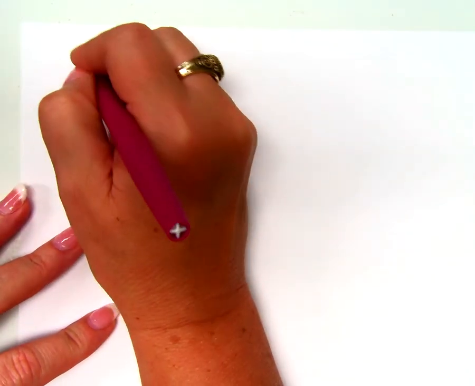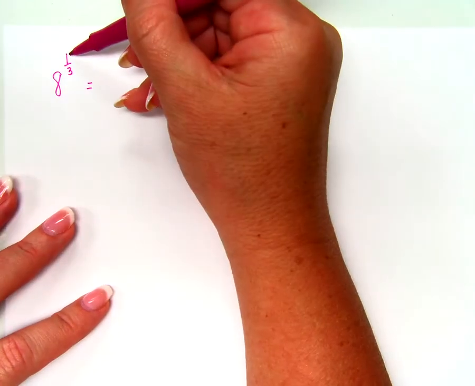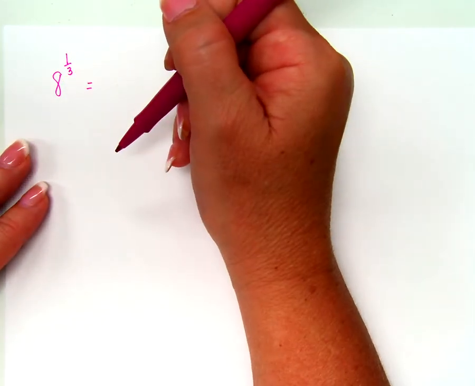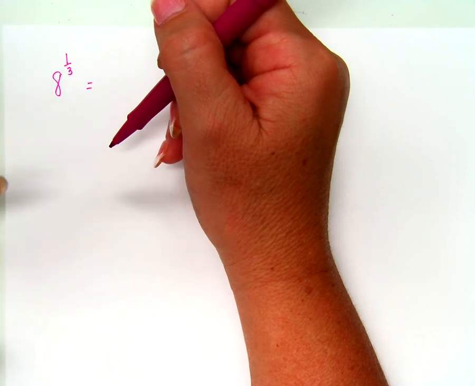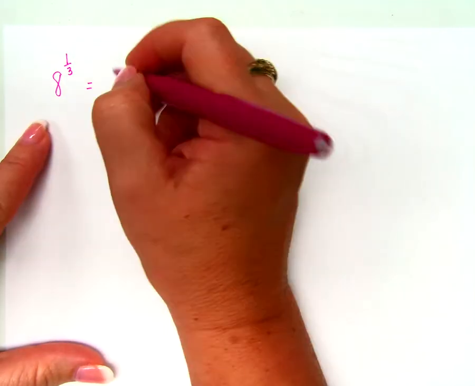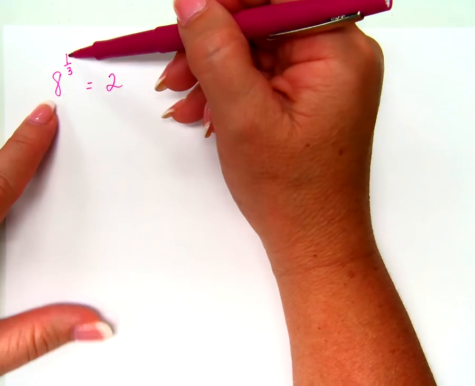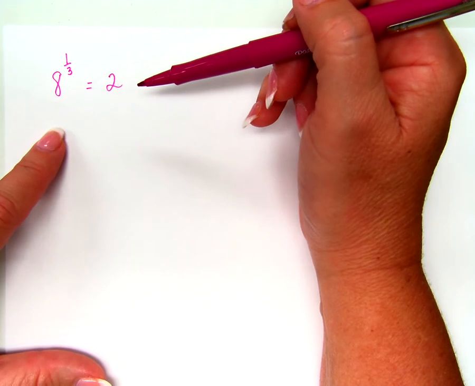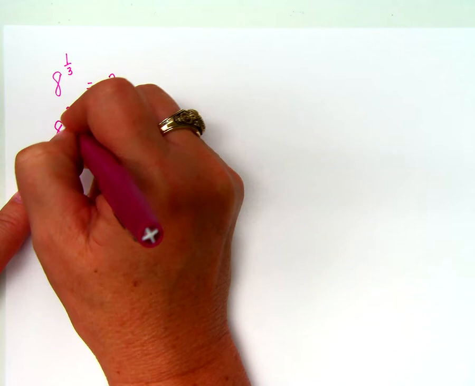If I say 8 to the 1/3 power, what does that equal? Well, the top is the power and the bottom is the root. Do we know the cube root of 8? 2, right? Cube root, remember, is what times what times what equals 8. So the cube root of 8 is 2. What I just said was cube root, and what it really says is 8 to the 1/3 power. Does it make sense that the 1/3 power is the same as cube root? Okay.